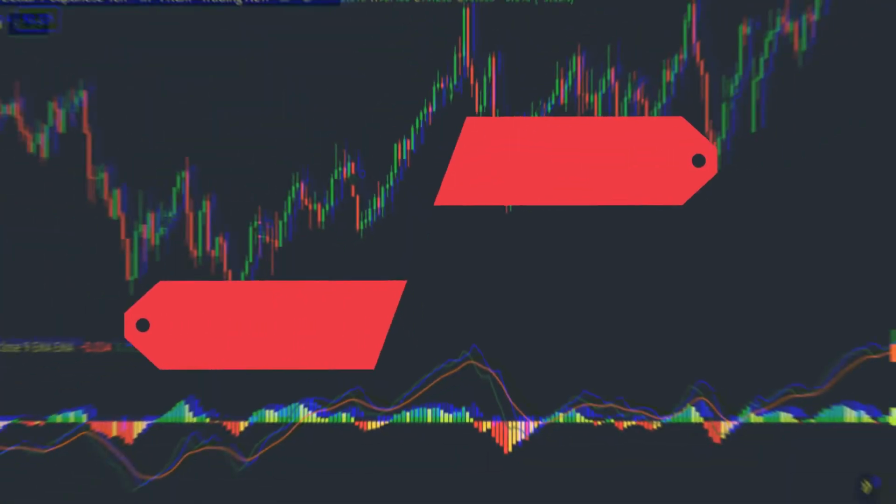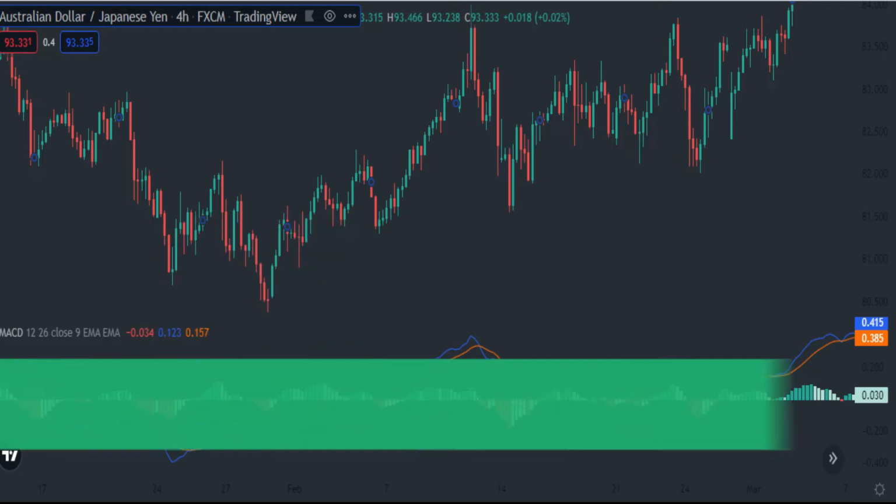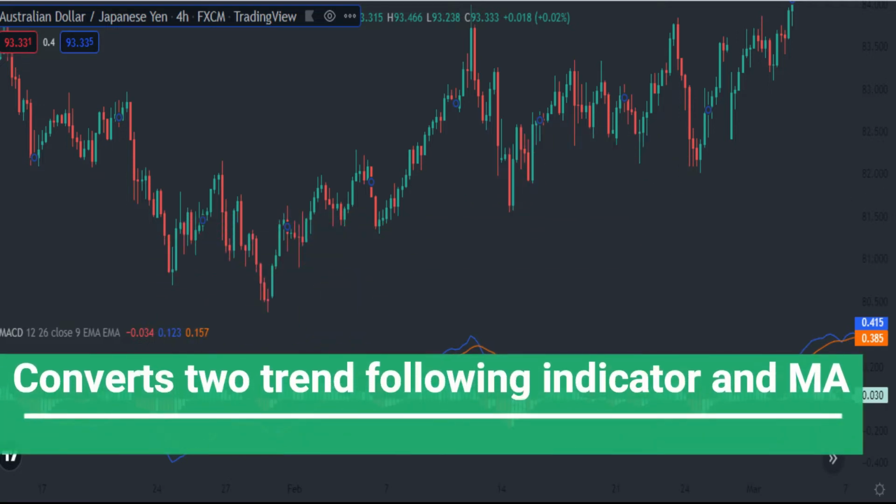The MACD is one of the most effective momentum indicators that is simple to use. And this is a popular indicator broadly used across Forex, cryptos and the stock market. The moving average convergence-divergence indicator uses moving averages as its input.